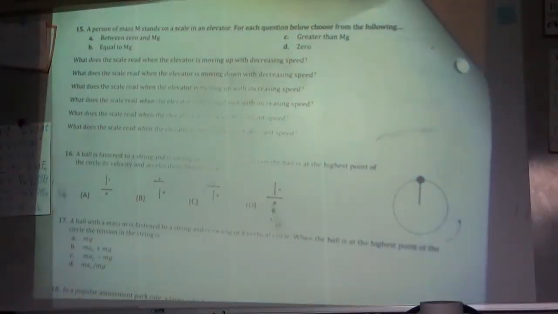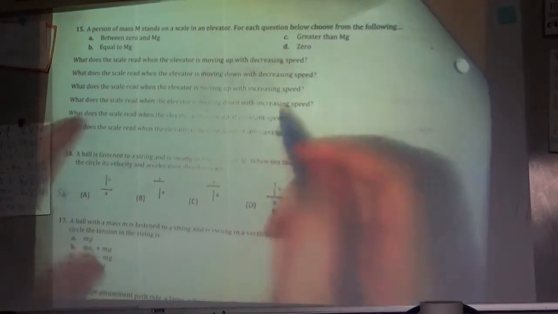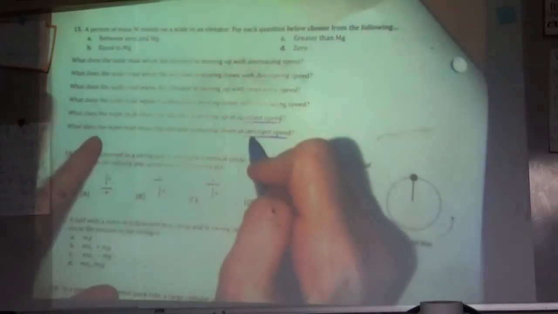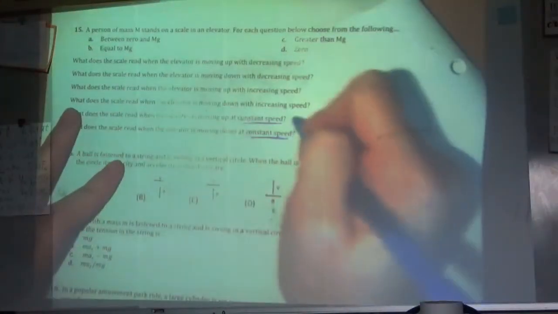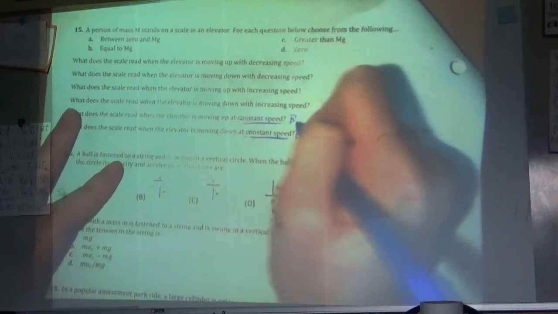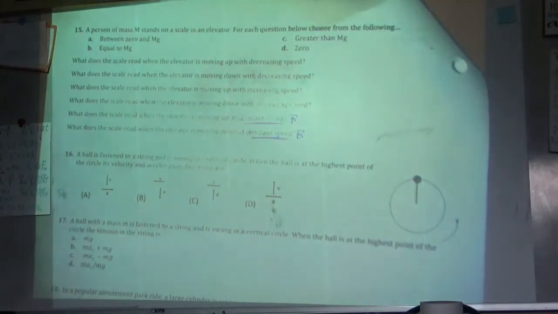A person of mass m stands on a scale. For each one, we're going to choose what the scale reads. Does it read equal to the weight, more than the weight, or less than the weight? So if it's going at a constant speed, that means that everything is balanced. We can say it's just equal to the weight, so those two are easy. And then whether the scale would read more or less than the weight just depends on which way it's accelerating.